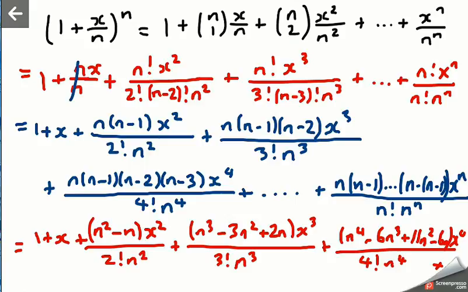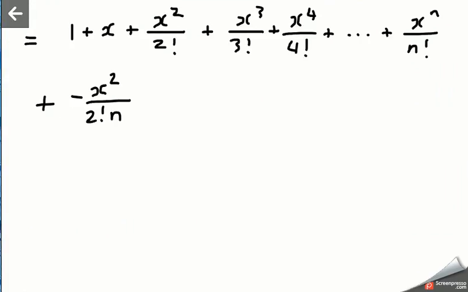Let's check out the third term. Minus, our next one's going to be minus 3 over 3 factorial n. 3 over 3 factorial n times x cubed. So it's going to be minus 3x cubed divided by 3 factorial n, because those n squareds are going to cancel with 2 of the n's on the bottom. So it's going to be minus 3x cubed divided by 3 factorial n.